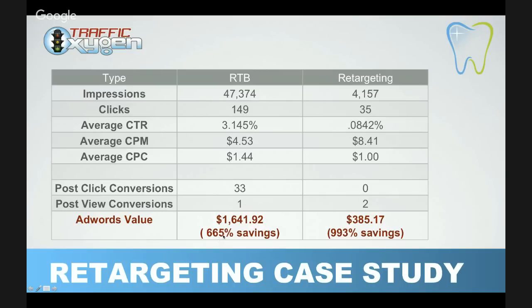A 665% savings over pay-per-click, based on how much would have been spent on AdWords if they were to have this many clicks, and almost 1,000% savings on the retargeting for that same one. So if there's any doubt in your mind that this can beat pay-per-click, I'm telling you, there are not very many instances that we've seen where it doesn't beat pay-per-click as far as cost per click.